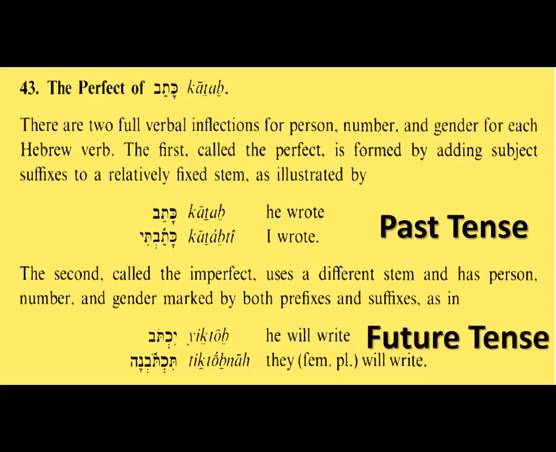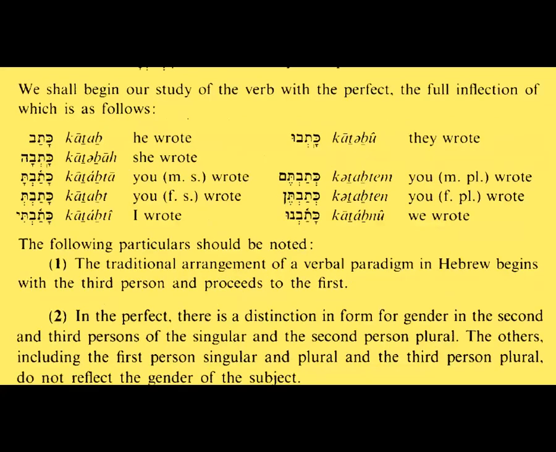So let's take a look at all the possible choices here. We have 9 ways that these come up. And looking at this, the full inflection of those is as follows. Katav is he wrote. Katva is she wrote. Katavta is you wrote for masculine singular. Katavt, you wrote for feminine singular. And katavti for I wrote. That's the third person, the second person, and finally the first person.